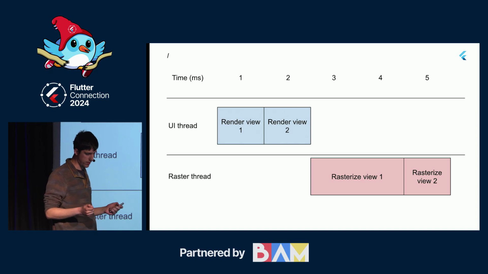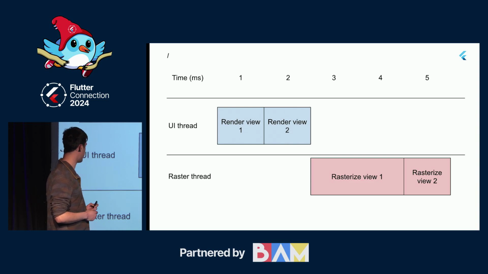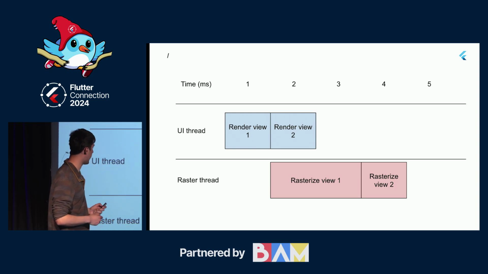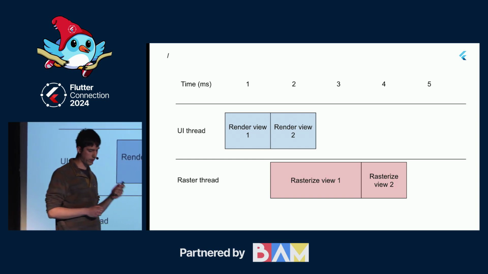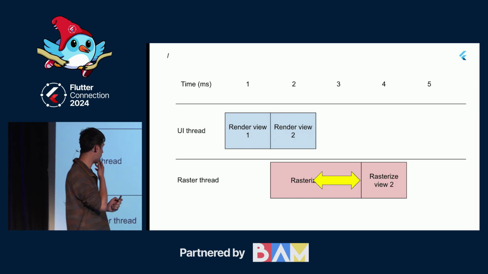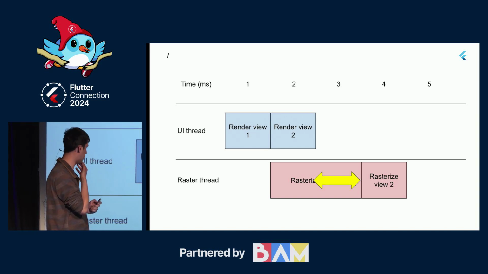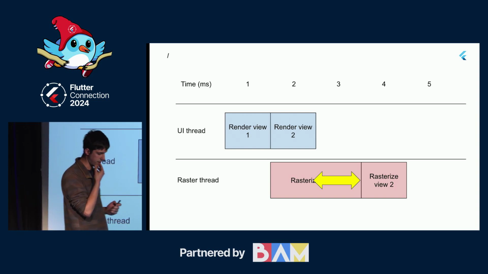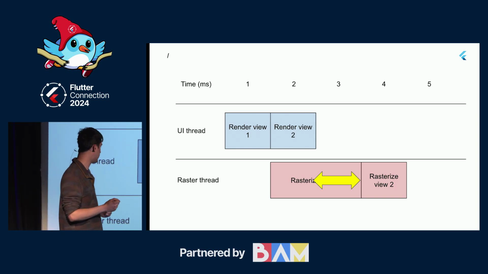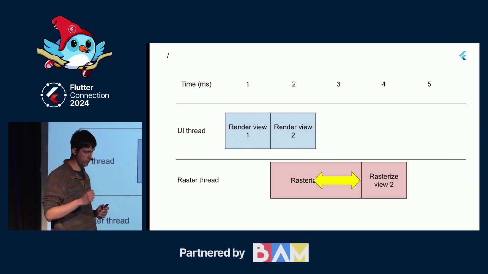So here I'm working on a single frame, and notice how view 1's rasterization doesn't happen until all of my views have been rendered. So there's a gap of a millisecond of when I could have started rasterization. We'd like to re-architect the Flutter engine so that we're able to begin rasterization before all views have been rendered. Effectively, as soon as view 1 has been rendered, we are able to begin rasterization. Then notice how view 2's rasterization is blocked until view 1's rasterization is complete. Today, the Flutter engine rasterizes views sequentially, and we'd like to investigate if we'd be able to rasterize multiple views in parallel.